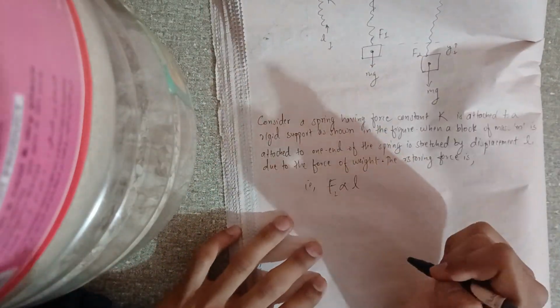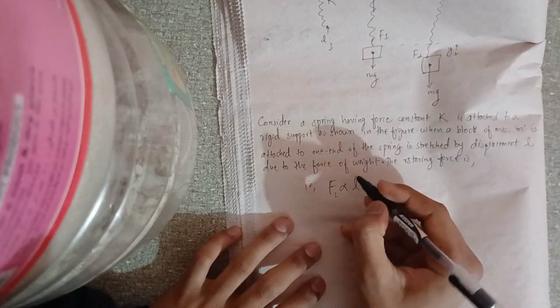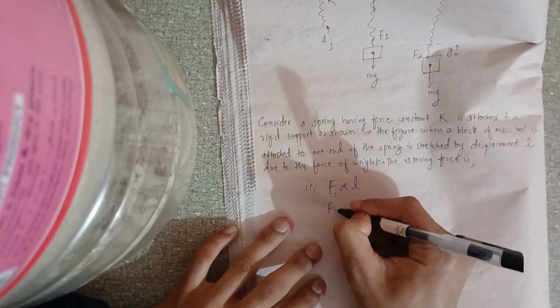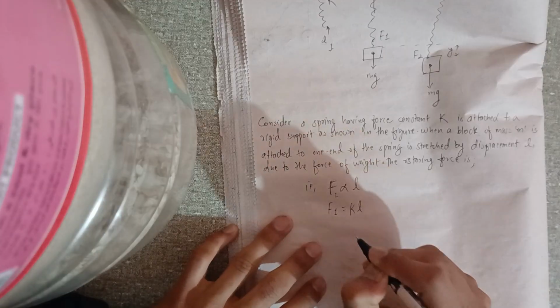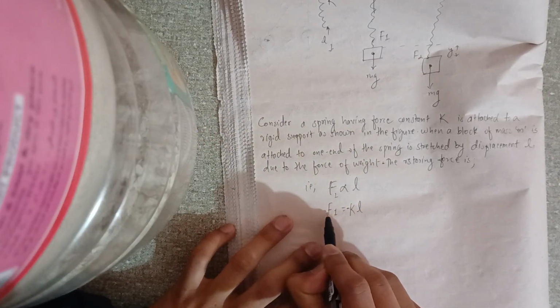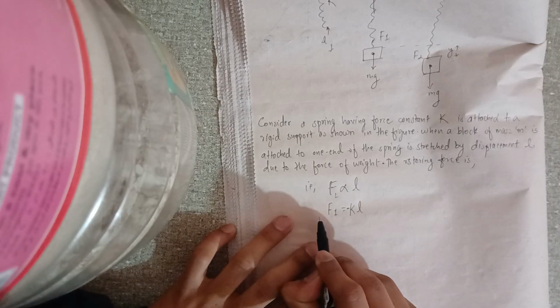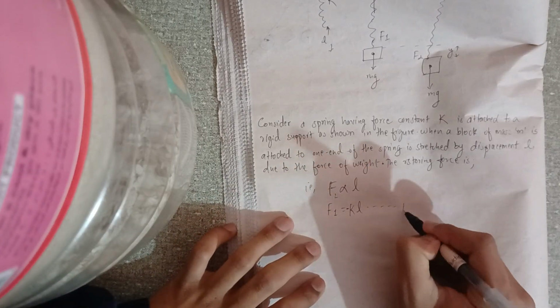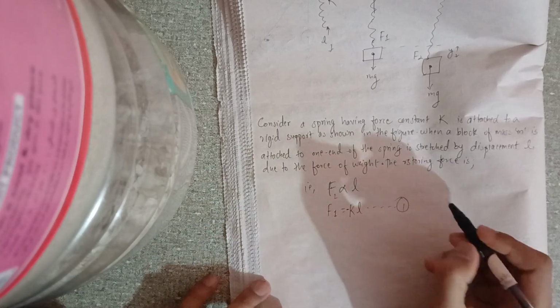After that, we put the constant, the spring constant or the force constant, K, here: F1 equals minus KL. We always need to remember that this will be negative because the direction of the force and the weight is opposite, since it is a restoring force. Let this be equation 1.